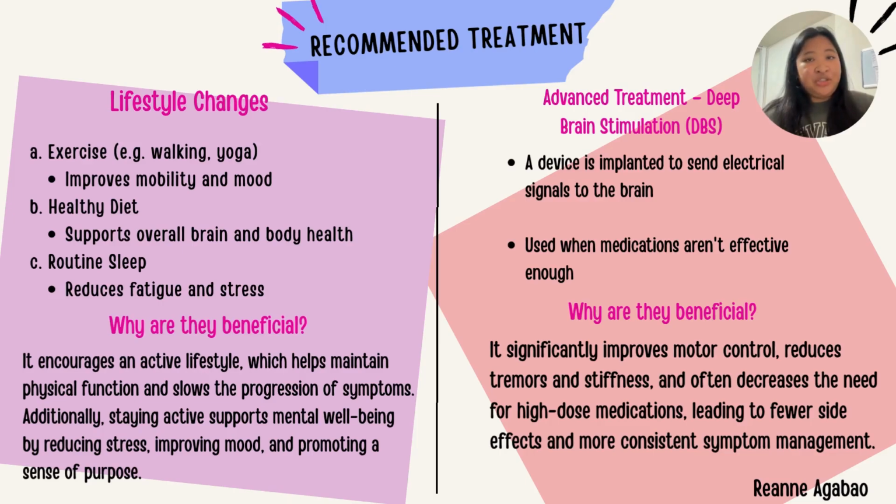The third recommended treatment is lifestyle change. This includes regular exercise such as walking or yoga, which help improve movement and overall well-being. Eating a healthy diet supports both brain and body health, while having a consistent sleep routine can improve rest, energy levels, and reduce stress. These changes are beneficial because they can slow down symptoms, improve mood, lower stress, and help the person feel more in control of their condition.